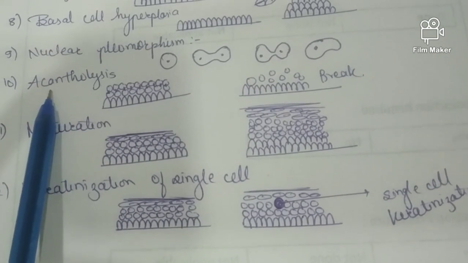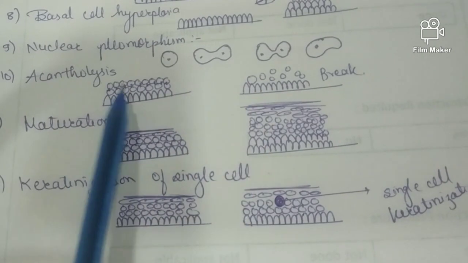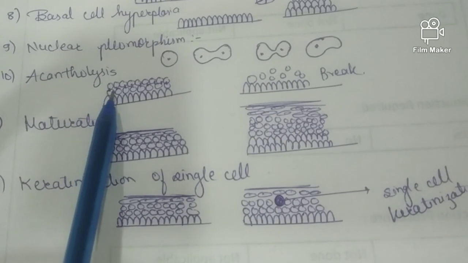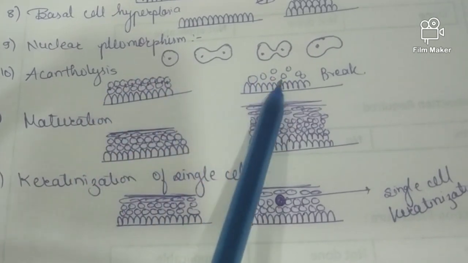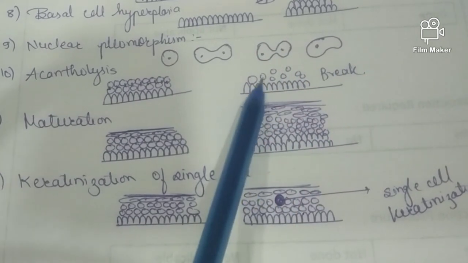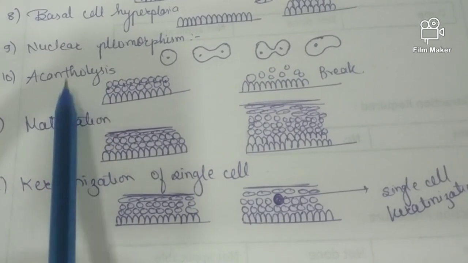Then, acantholysis. That is, there is a break in the desmosomes. A desmosome is a structure which attaches cell to cell. So this structure, the desmosome, is broken over here. You can see the cells are dispersed here and there, and there is a break of desmosomes. This is called acantholysis.